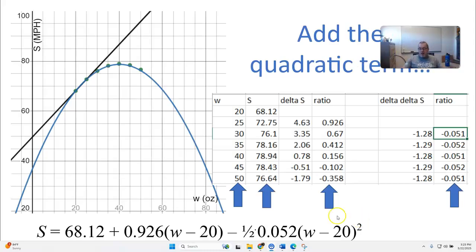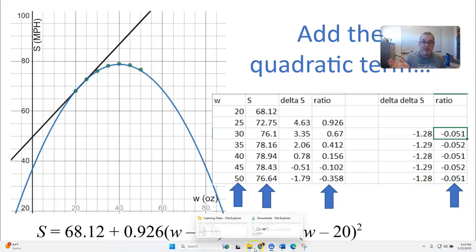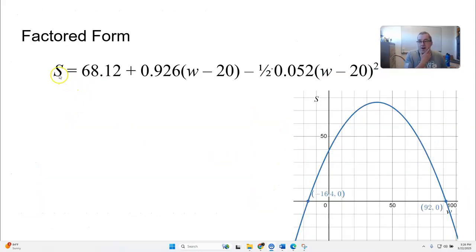All right, so there. Now, you certainly could distribute, multiply half, and you could do some things to make this look pretty. I'm just not going to. I don't need to. I'm going to call this standard form, with a reference point of 20 ounces for a bat weight and a 68.12 batted ball speed. And it's perfectly awesome to do that in this context, since that's what the context is. All right, so there it is.